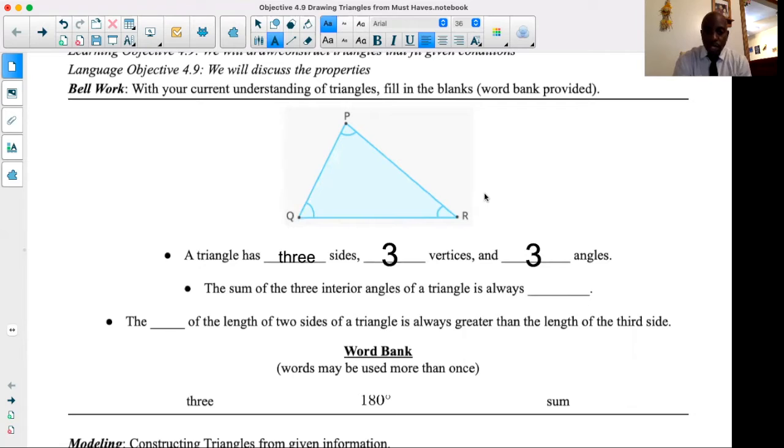The sum of the three interior angles of a triangle is always what? When I add them up, because you know the word sum means to add them up, they should equal 180 degrees, right? It should equal 180 degrees, something we talked about in a previous lesson. And finally, the sum.